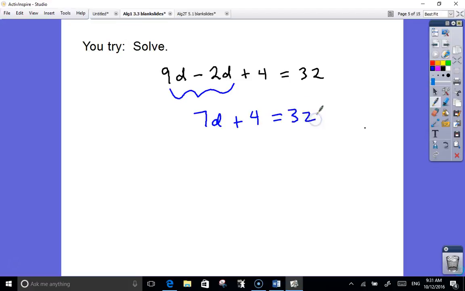Okay, now it's 2-step. What are the 2 steps? Tell me both of them. Mike? Subtract 4? Then what? Then divide by 7.